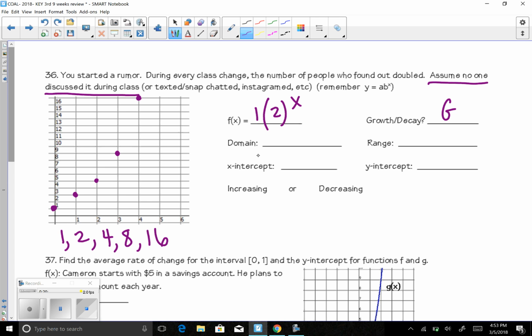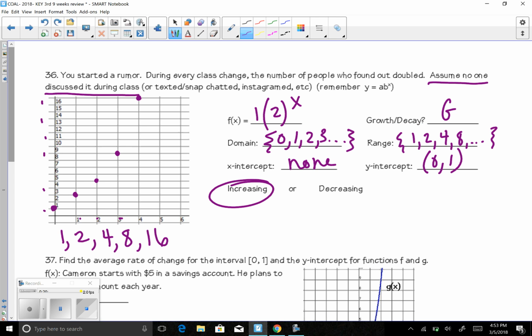So your domain is going to be the x values down here. So 0, 1, 2, 3, and so on. Your range is your y values. So one person knows, then 2, then 4, then 8, and so on. The x-intercept, none. Y-intercept, (0, 1), and this is increasing.